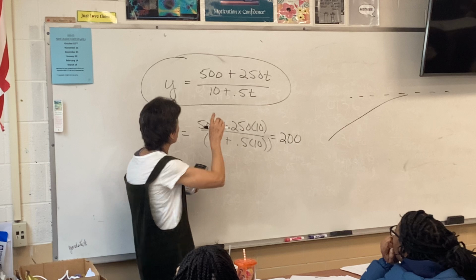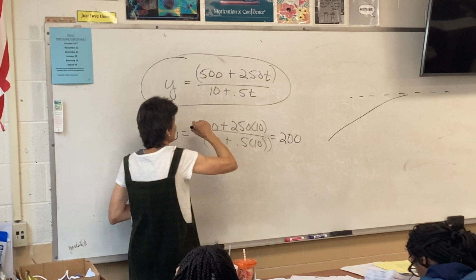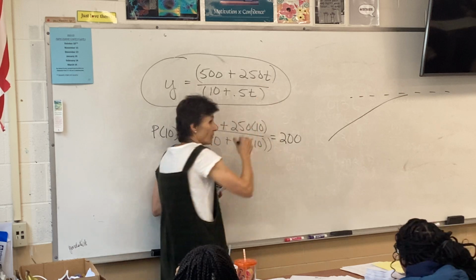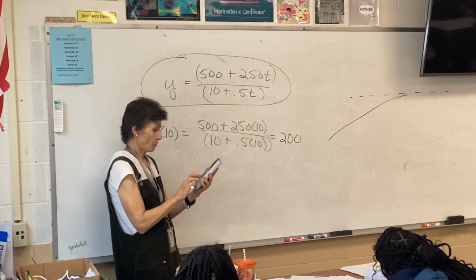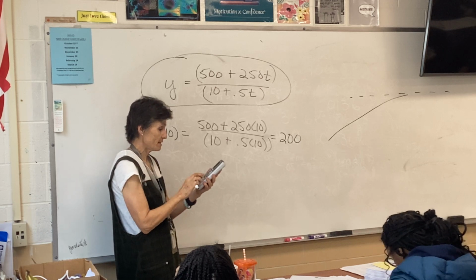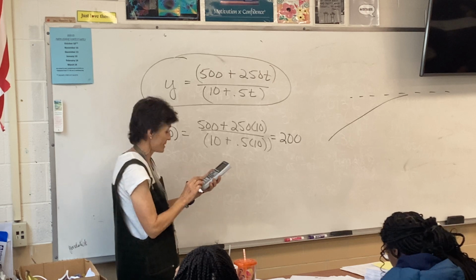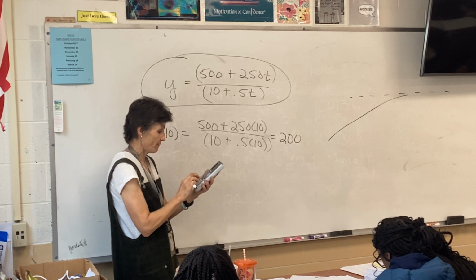So make sure when you type this in, it's that whole thing divided by this whole thing. All right? So parentheses 500 plus 250x divided by parentheses 10 plus 0.5x.